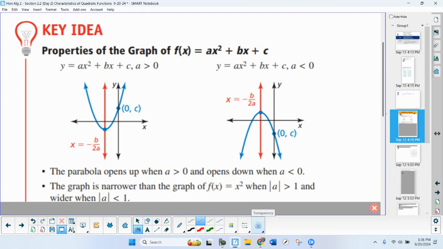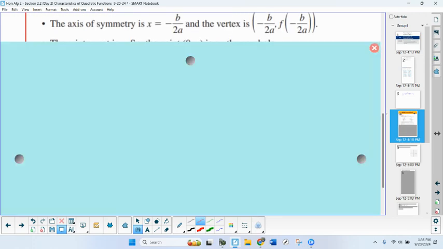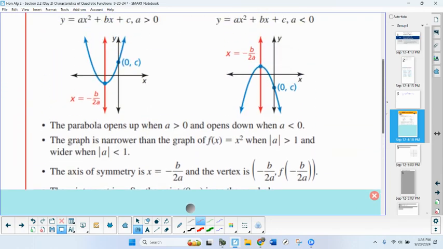All right. Next piece. The axis of symmetry is x equals the opposite of b over 2a. You guys remember that from Algebra 1. You were taught it in Algebra 1. No matter whether you were in honors or regular, x equals opposite of b over 2a. That is the equation for the axis of symmetry.